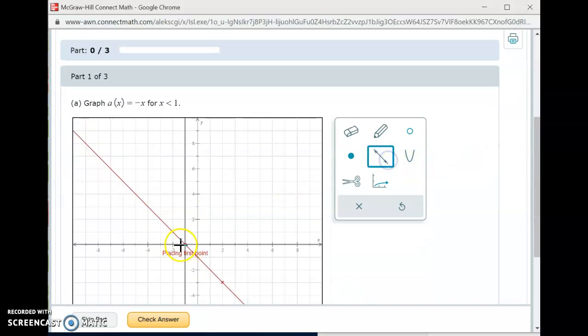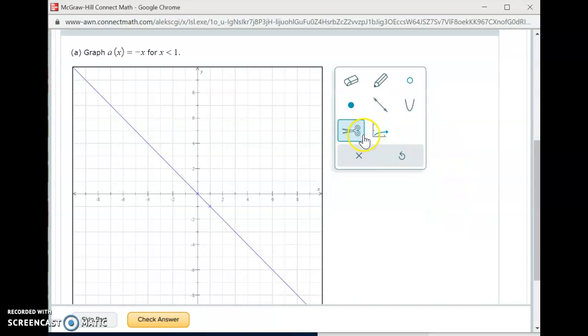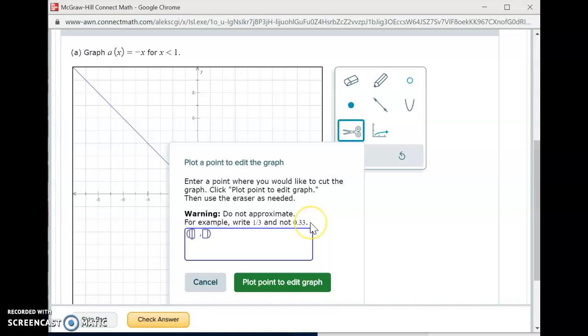So first I'm going to graph negative x. Here's my first point, here's the second point, right? It's negative x. And now I need to only graph it for x less than 1. So I use the scissors and I type in what point I want to break it off.